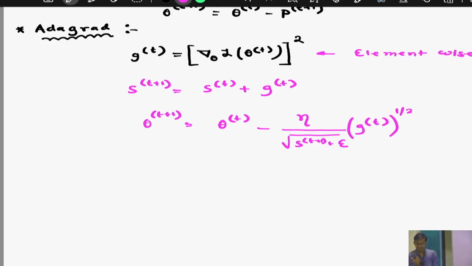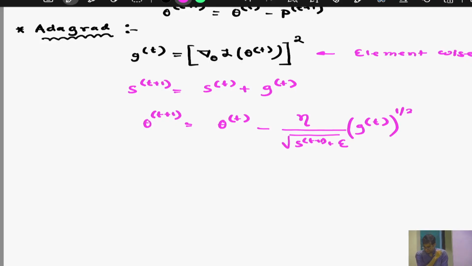So you don't want to divide by 0. Generally, the epsilon value is taken to be 10 to the minus 6, 7, 8. In books, you will also find that epsilon is outside the bracket, sorry, inside the square root, but it doesn't really matter. So this square root of GT is also element wise.